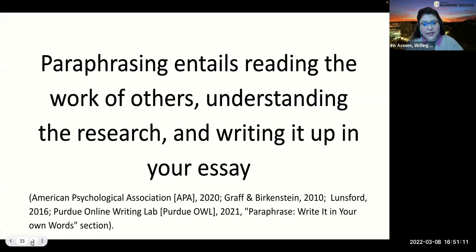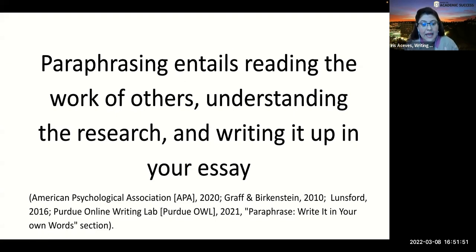Our working definition is that paraphrasing entails reading the works of others. You have a topic, sometimes one that you pick, or sometimes one that your professor asks you to pick. You have to read the works of others. Other people have written about this topic. And not just reading, you also have to understand what they're saying. Then once you understand it, you write that up in your essay. That's what paraphrasing entails: you're reading, you're comprehending, and you're writing.